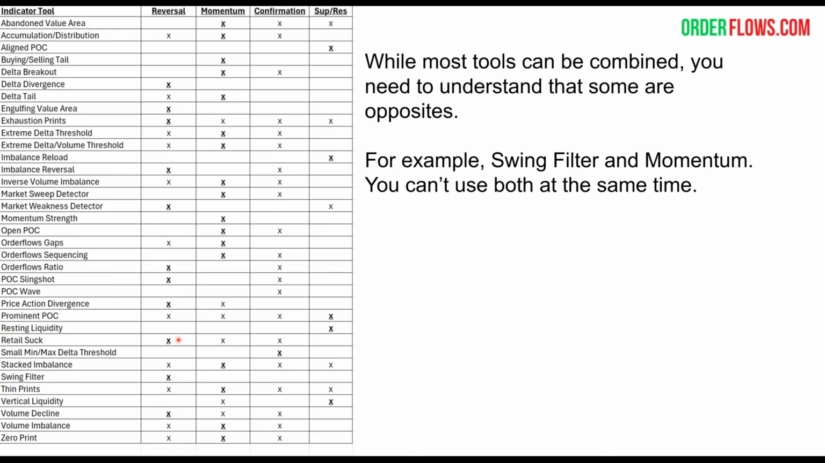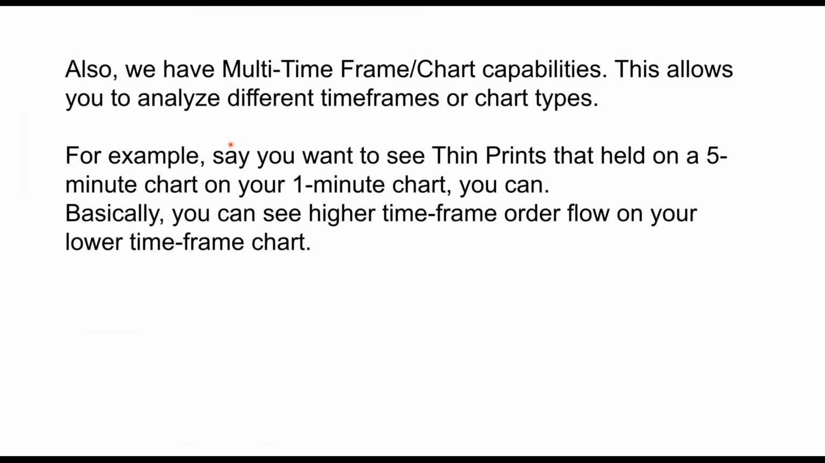Sorry, drink some water. So for example, if I'm looking at a retail suck, ideally I want to use that with a swing filter, because that would be a reversal sign. Whereas if it's a tool that uses momentum, like for example, extreme delta threshold or delta volume threshold, that's something that I would use with the momentum filter. So that should help you guys out a bit in putting together your own trading strategies.